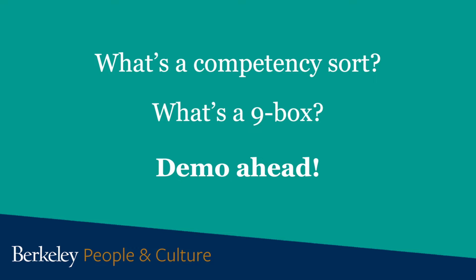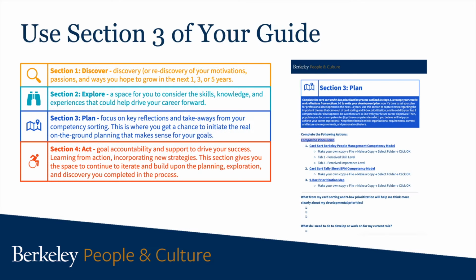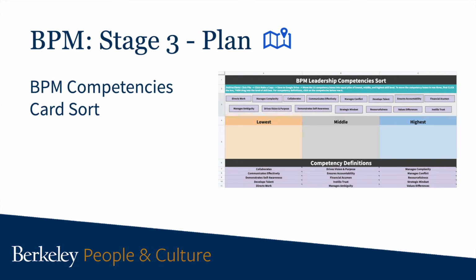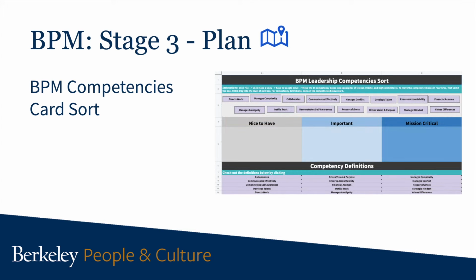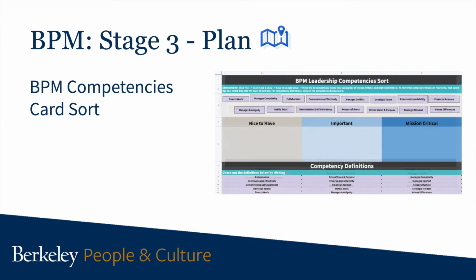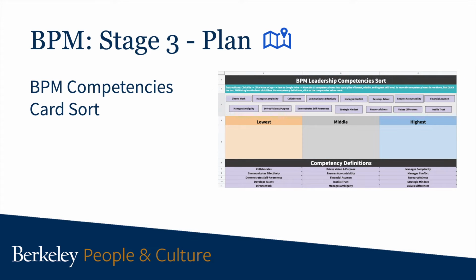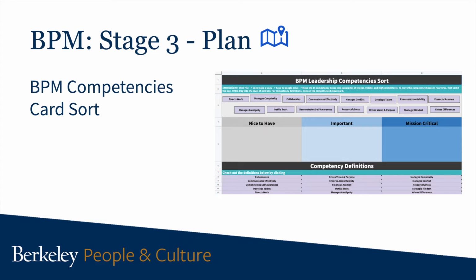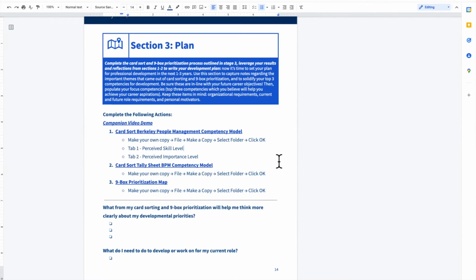In a few moments, you will get a virtual demo of the sorting process, but first, a few details about the activity. In this competency sort, you will be shown the 15 Berkeley People Management competencies and their definitions on 2 Google Sheet tabs. The first tab is your competency sort for your perceived skill level. The second tab is your competency sort for your perceived level of importance, thinking 1 to 3 years down the road. You will sort the competencies into the 3 categories on both sheets. Let's jump into the demo so you can learn how to do this in real time.